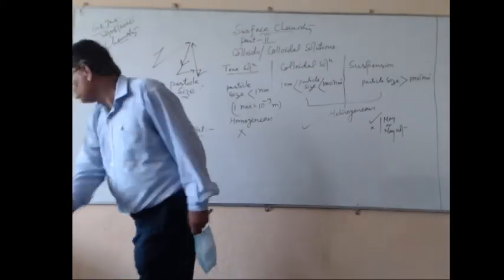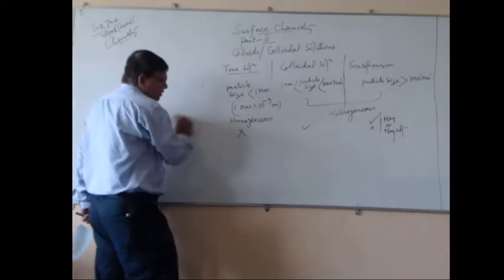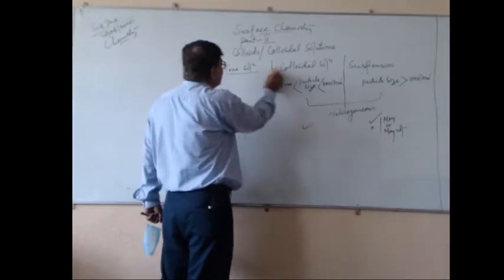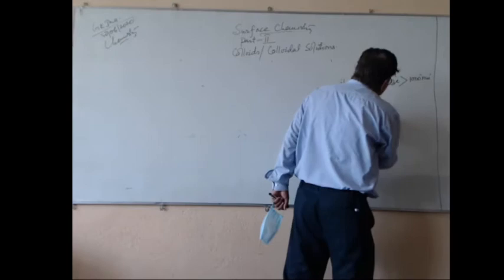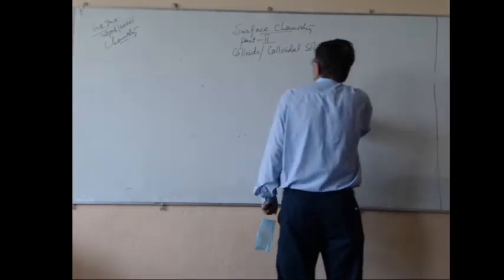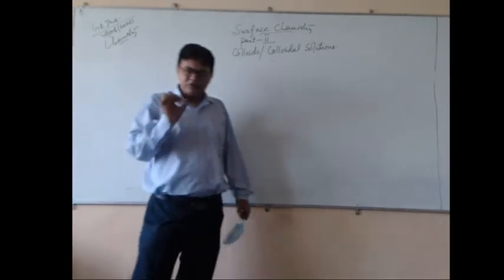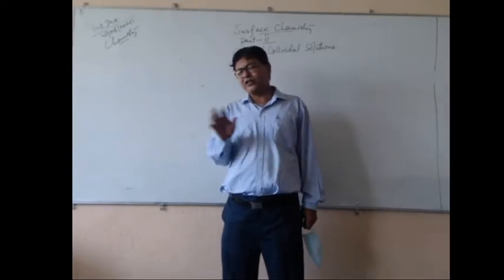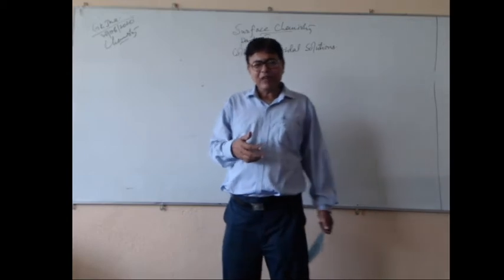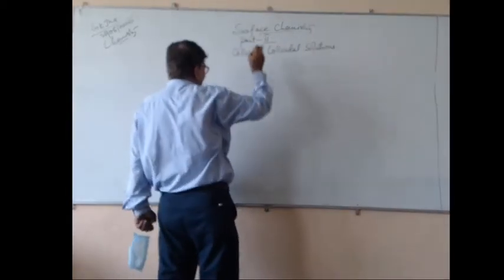Now we are trying to classify colloidal solution. Now, colloidal solution may be of different types. Once we have seen that solution may be of three types, it may be true solution, it may be colloidal solution, or it may be suspension. Now, what I say, even colloidal solution can be classified in various ways.